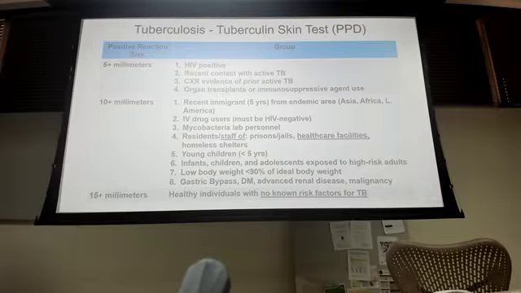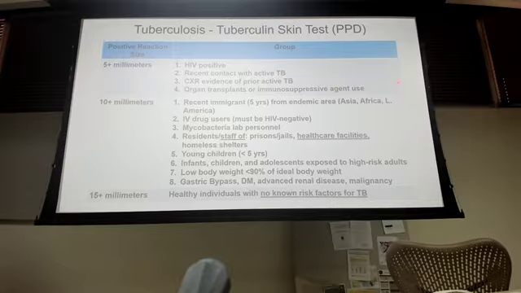So, remember, 5 millimeters, why would we say 5 millimeters for all these people? What's common about all these? Immunosuppressed, right? So their immune system may not be able to mount a large enough response, so you can get false negatives. If you go off 15 for everybody, if your immune system's weakened, it doesn't have the ability to respond to that. And so you may get, well, this is 5, so you don't have it.